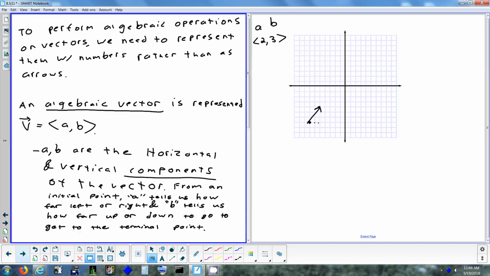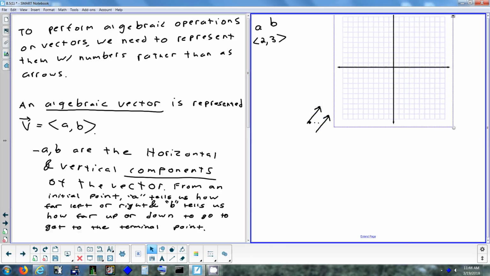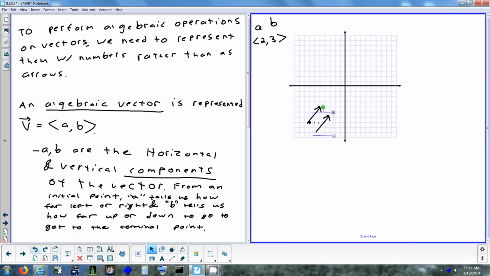So think of those as directions from the initial to the terminal. Or you could start anywhere you want. I could take this, let's make a copy of it, and move it over there. That's also the vector 2, 3. You can start anywhere, but where do you think the most common place to start is? The origin.